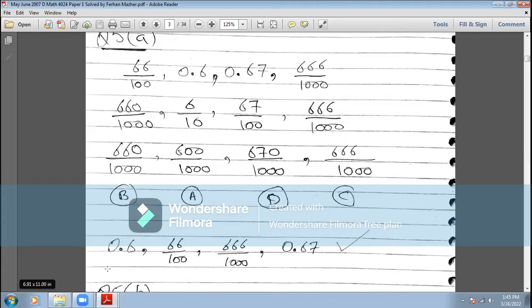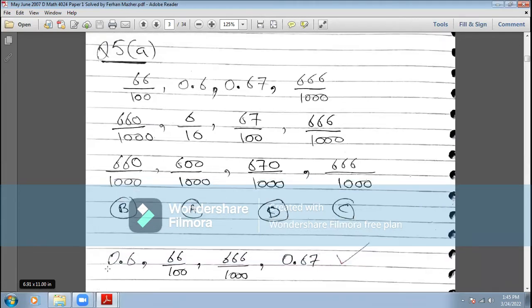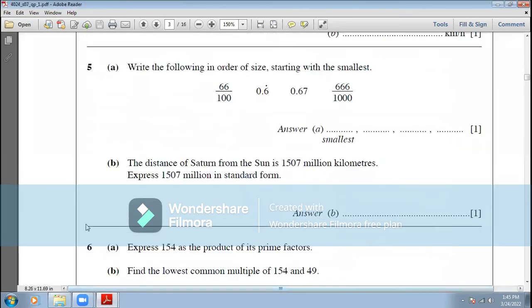I have checked the answer with the marking scheme. So they are good. There's no problem. Hopefully you understand what is the technique of doing this.